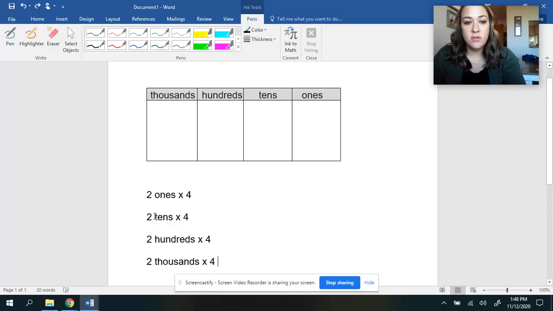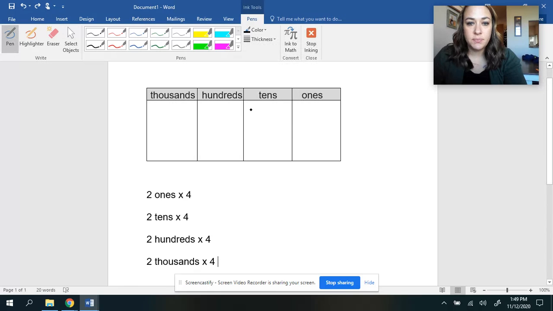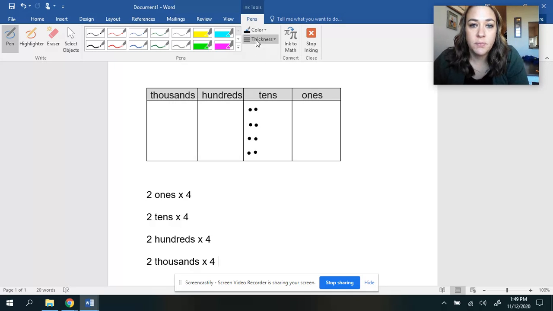Okay, let's see if we can watch for the pattern as we're going through on our next one. So our next one is 2 tens times 4. We're going to do the same thing. I have two tens, and we're going to multiply that by 4. So here's my 2 tens. And I need 4 groups of that. So there's 1, 2, 3, 4. So we can show those groups. There's 1, 2, 3, 4.